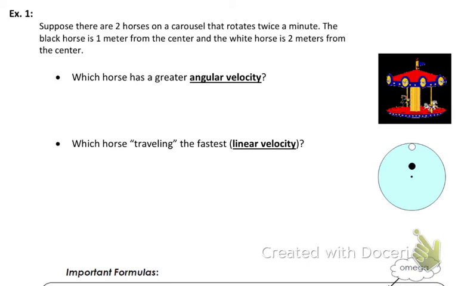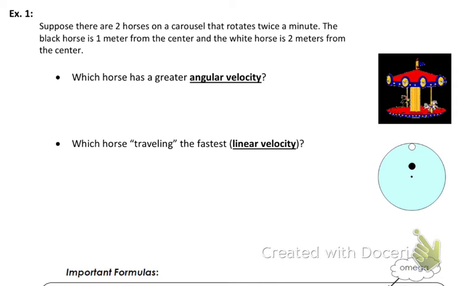So suppose there are 2 horses on a carousel that rotate twice a minute. So that means this carousel goes around every minute. It goes around 2 times. Maybe it's really big. Maybe it's like a mile long. That'd be really fast. I'm assuming it's a kid one. It's going nice and slow. So we're saying this carousel twice every minute makes a full revolution. So 2 revolutions every minute. We could say 1 revolution per 30 seconds, but we were given this.